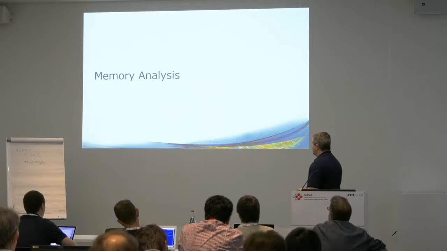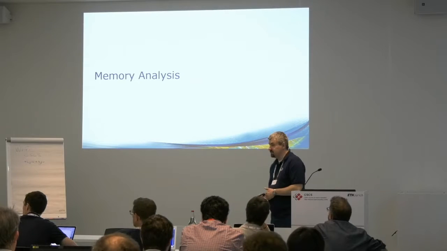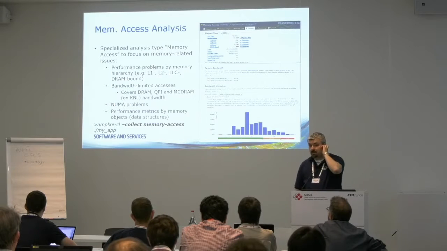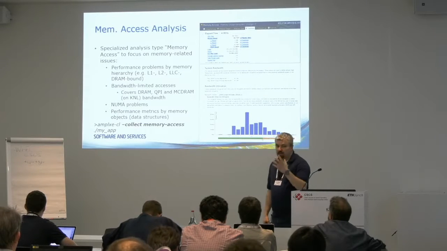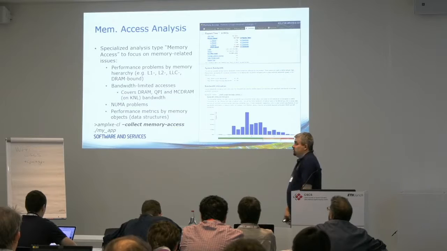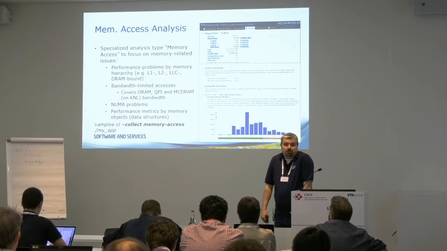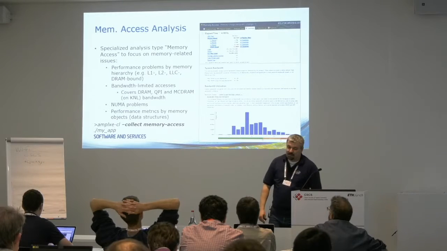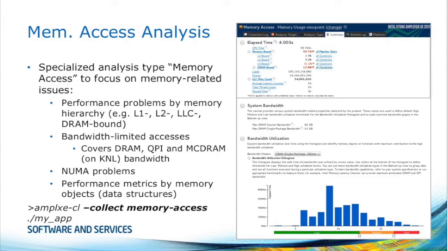Okay. Memory analysis. That's the other thing that you'll likely be interested in. When you know that your L1, L2, last level cache, DRAM bound, whatever bound, memory bound, you want to know why. Now the problem is, you've got your 10 arrays, and the question is, which one of those 10 arrays is the one that is actually memory bound? So this is where the memory access collection comes into play.